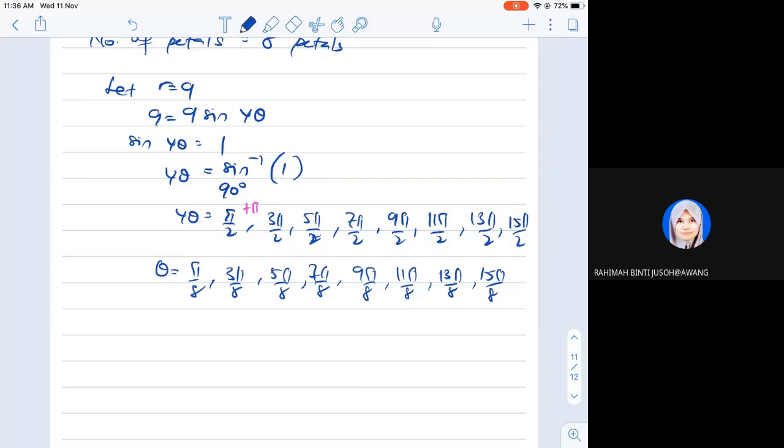So now, let's see where the positions are. So this one should be 22.5 degrees. And then multiply by 3, you will get 67.5 degrees. Then you will get 112.5 degrees, for the 7.